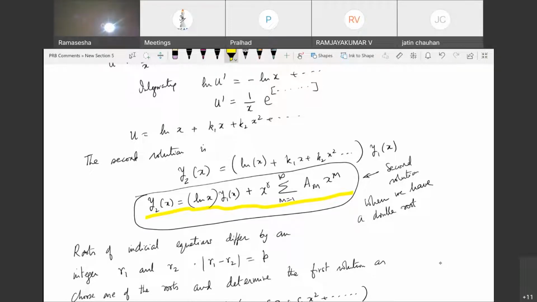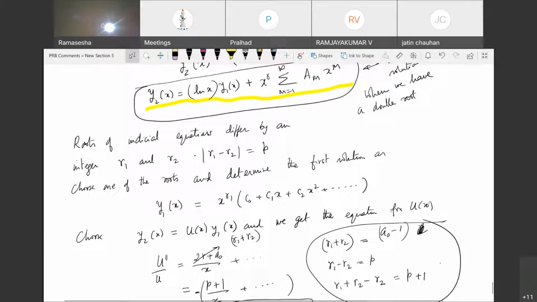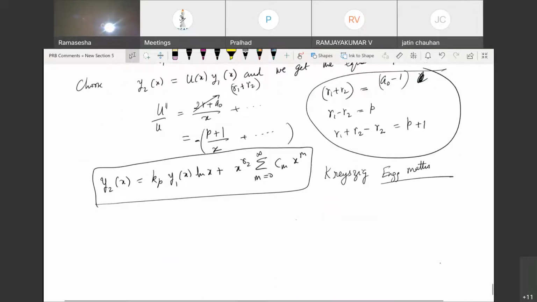A similar way is adopted to get the second solution when the roots of the indicial equation differ by an integer p, r1 minus r2 equal to p. So I just told you that.